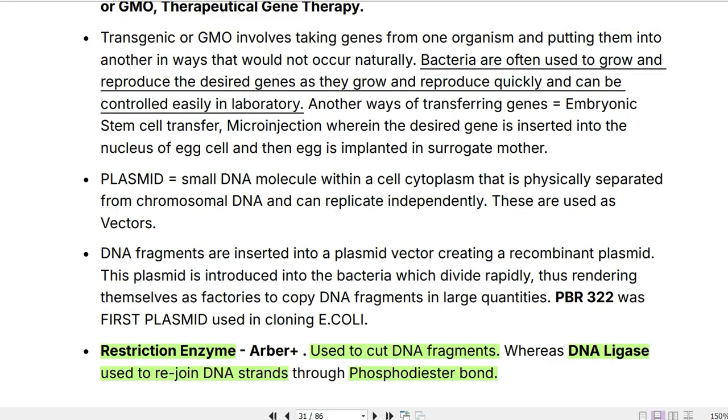Then DNA fragments are inserted into a plasmid vector, creating a recombinant plasmid. This plasmid is introduced into bacteria which divide rapidly, thus rendering themselves as factories to copy DNA fragments in large quantities. So pBR322 was the first plasmid used in cloning Escherichia coli. You have to remember the name of this first plasmid in cloning Escherichia coli. So I think this is the same as recombinant DNA technology.